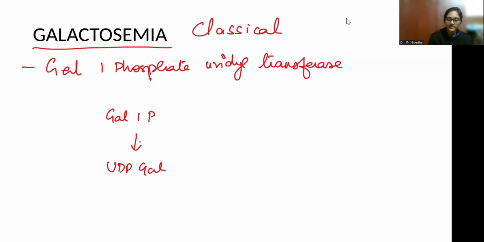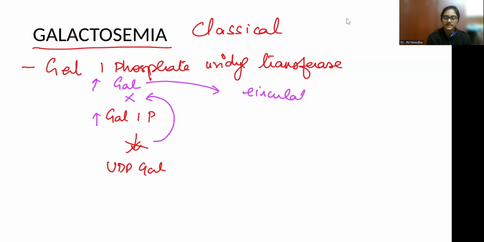So if this step is not taking place, there is deficiency of galactose 1-phosphate uridyl transferase, and the UDP galactose is not formed. So galactose 1-phosphate gets accumulated, or your galactose itself gets accumulated as it inhibits the previous step also. So this excess galactose enters into the circulation.